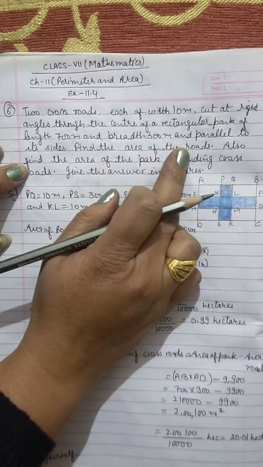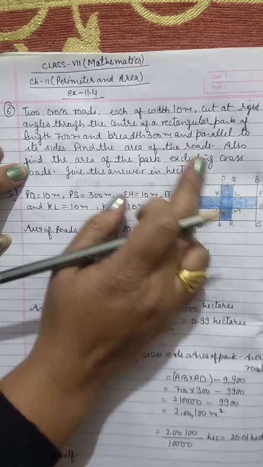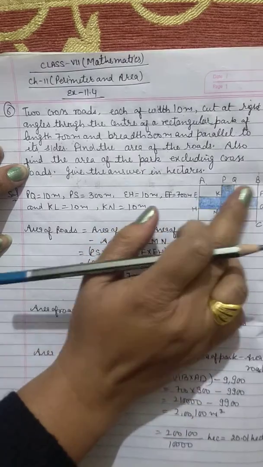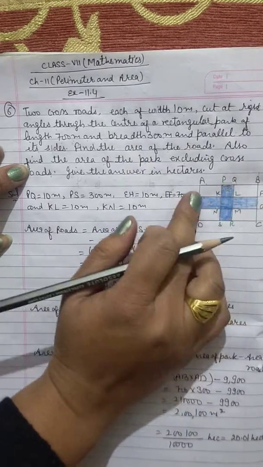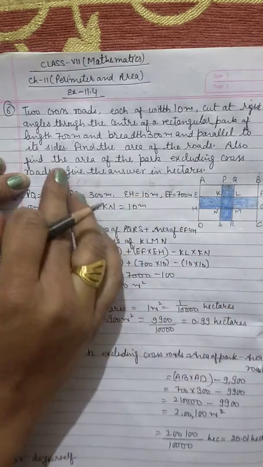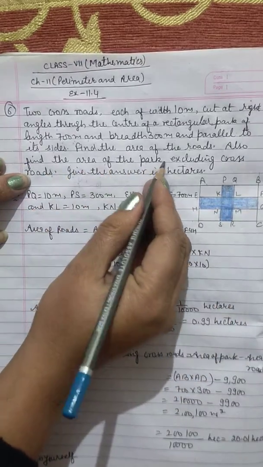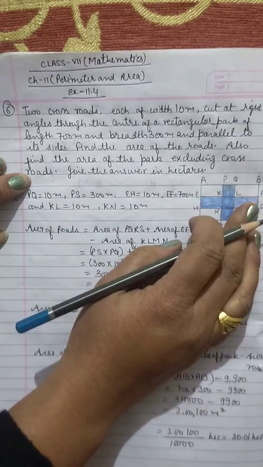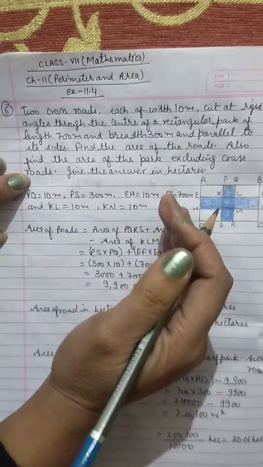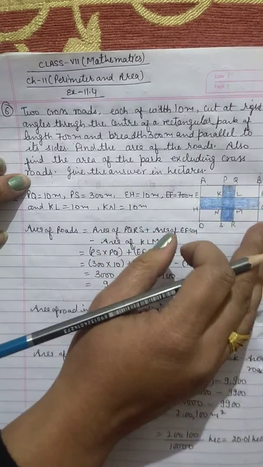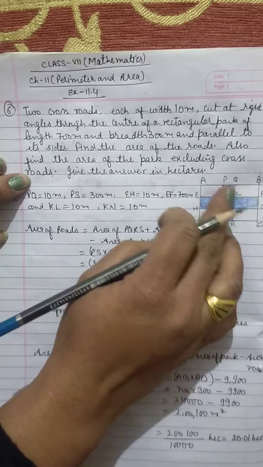Find the area of the roads. What we have to find out? We have to find out the area of both the roads, means the area of PQRS and EFGH. Means we have to find out the area of the shaded blue portion here. Also find the area of the park excluding crossroads. As this is a rectangular park, we have to find out the area of the park without these two roads.